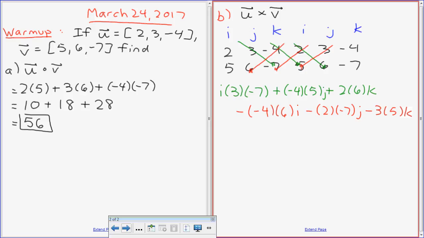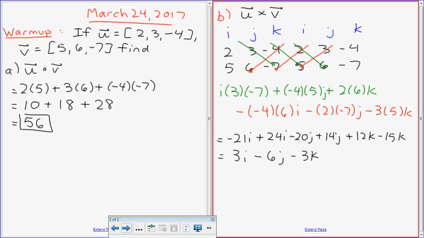All right, Austin, can you read that up for me, please? I got 21i. Negative 21. Yeah, negative 21i. Plus 24i. Minus 20j. Plus 14j. Plus 12k. Minus 15k. Hopefully then that turns into 6.